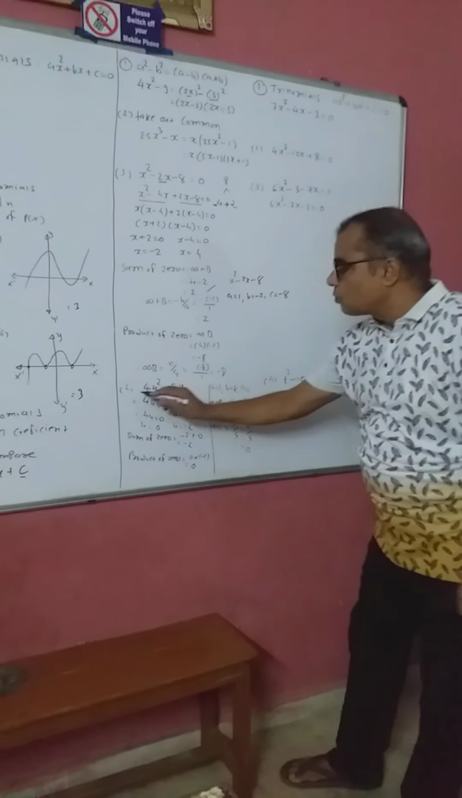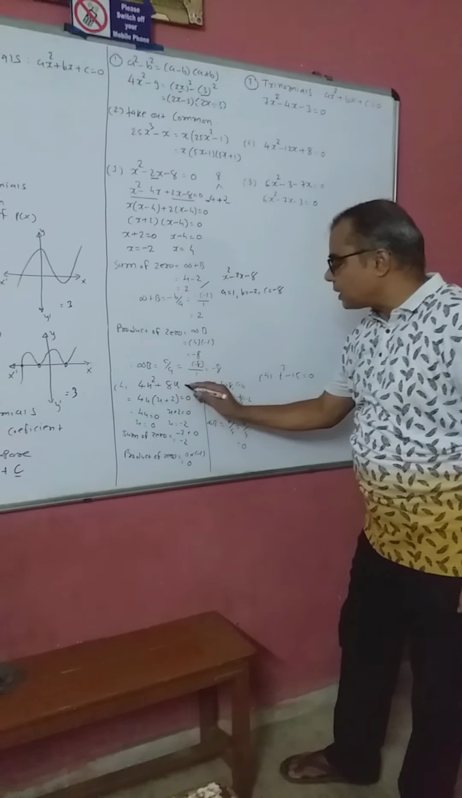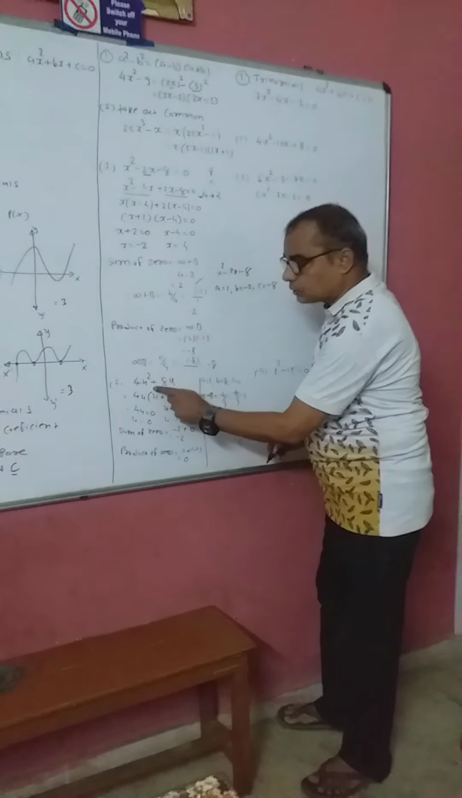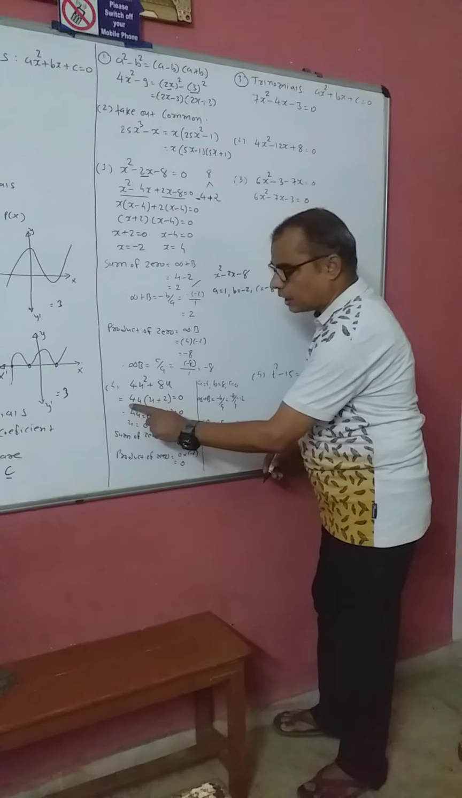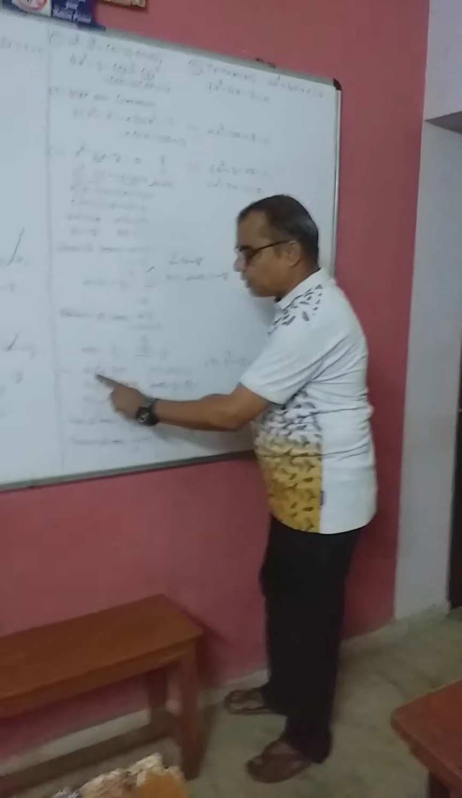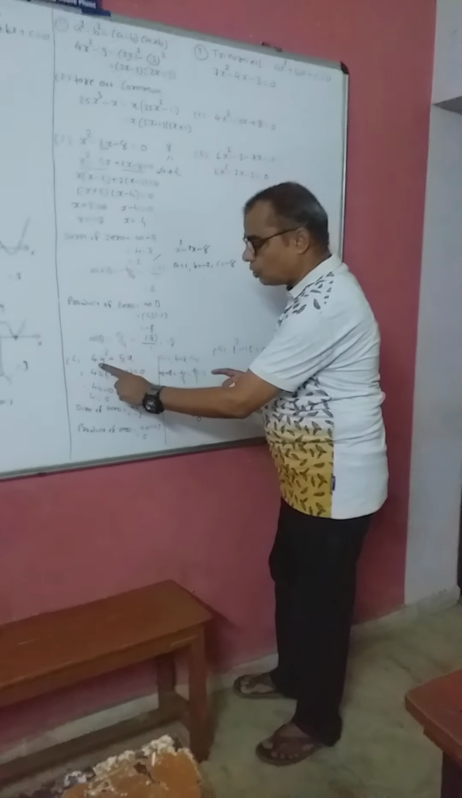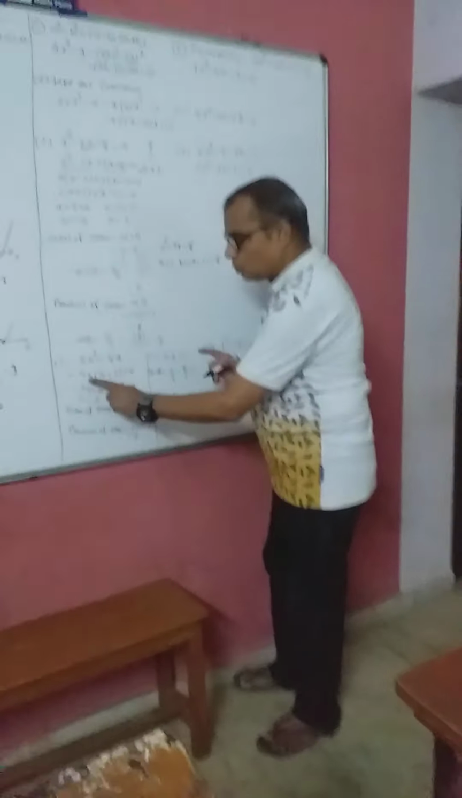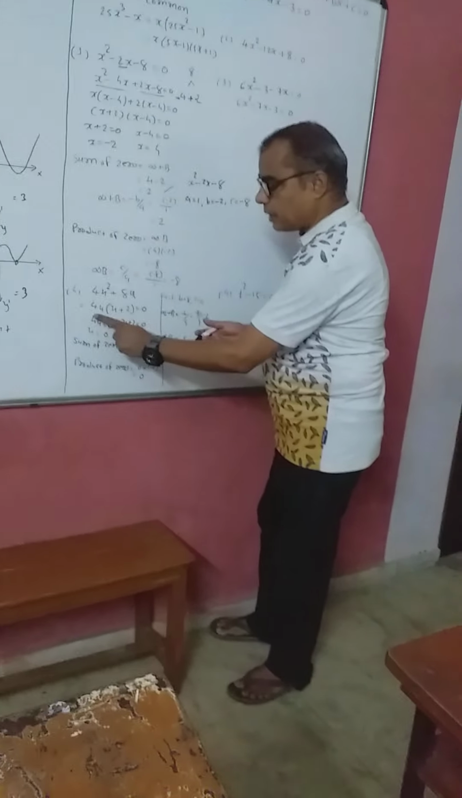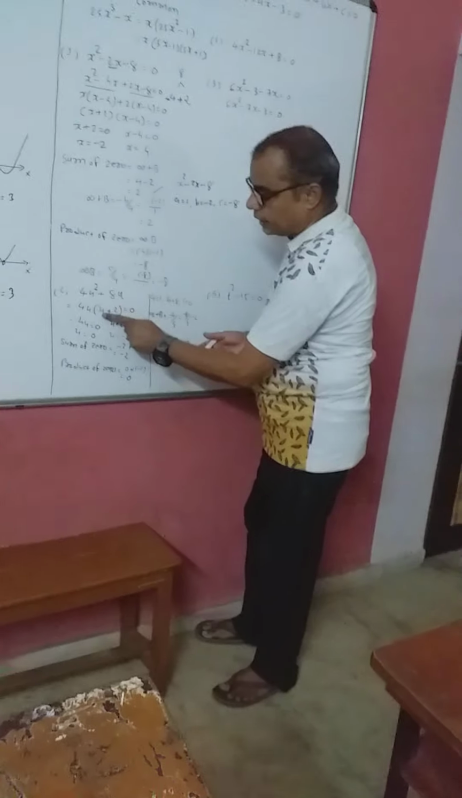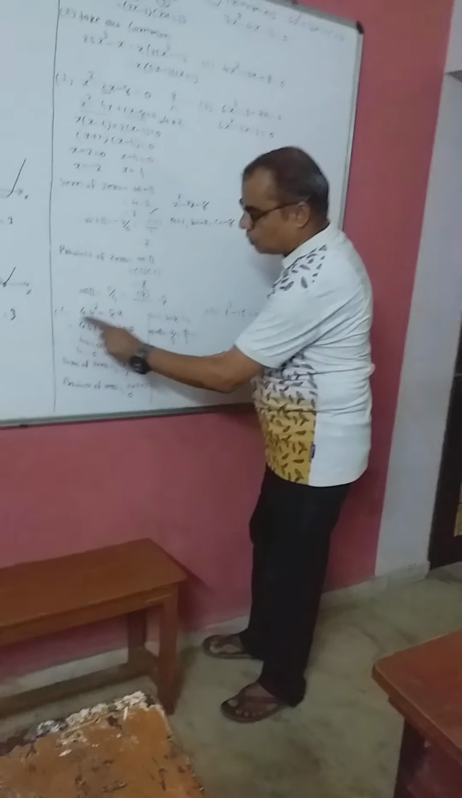Now fourth question, 4u square plus 8u. What is the common? Common is 4u. Why? 4 1s are 4, 4 2s are 8, 4 is common. Which one's power is less? u square and u, so u is less. So u will come out. So with 4u, what is remaining? u plus 2 remains, since 4 2s are 8.